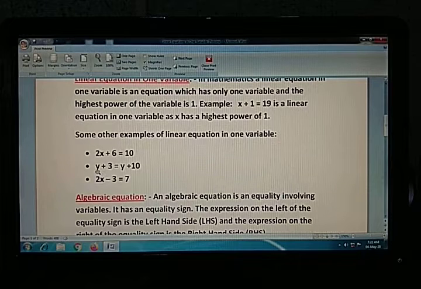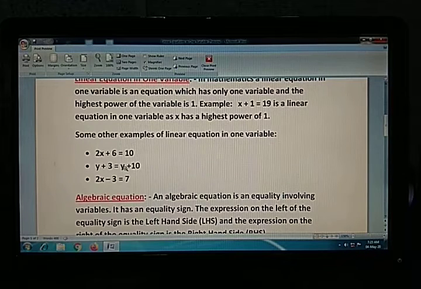Clear? Also, the variable can repeat. Say in this equation, y plus 3 equals to y plus 10. So y is here also and here also. So you can say that there are two variables. It is the same variable. Also the power is same. That is 1. If it would have been y square, then definitely not. This is not a linear equation.